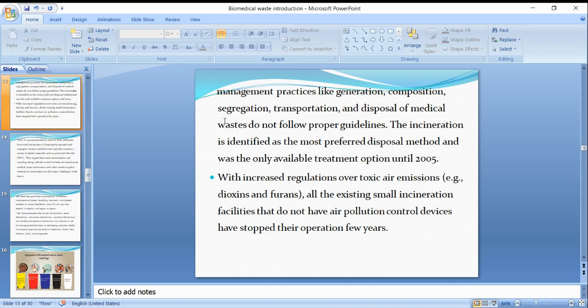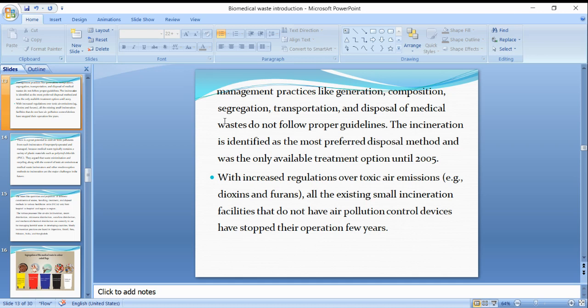Transportation is also a big issue. Biomedical waste has to be transported to the disposal place, and transportation and treatment have to be done. If they do not follow the proper guidelines in the disposal of the medical waste, then there is a chance of pollution.